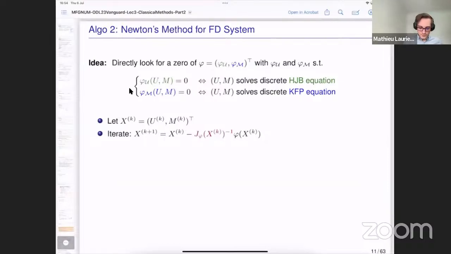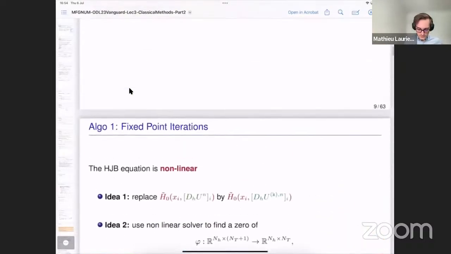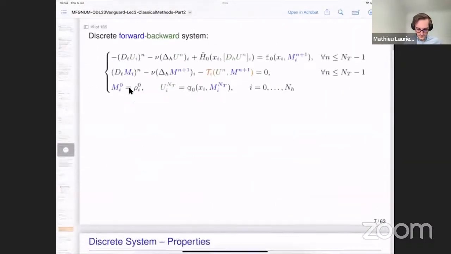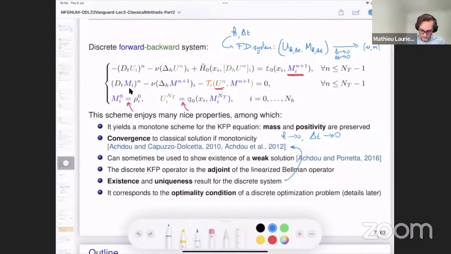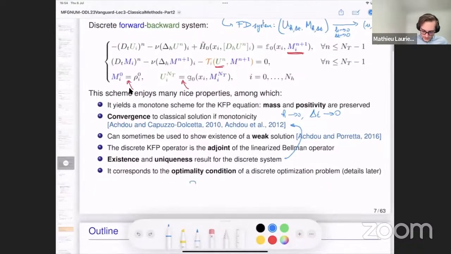The other method that was introduced by Ivashdu is to use Newton's method for the whole system. Because if we go back to the forward-backward system, you remember what we did in the ODE case. We had Z and we had R, and you take a vector and define a function f such that this should be 0. So this function f encompasses the whole forward-backward system. And then you look for a 0 of this function using Newton's method, for example.